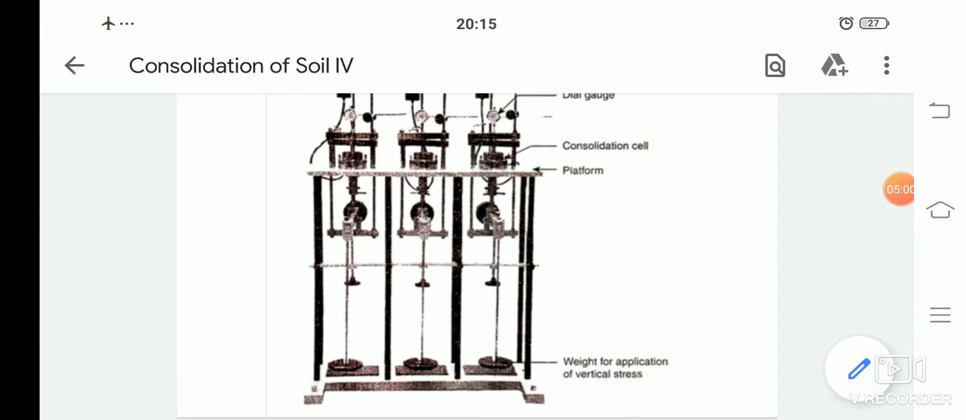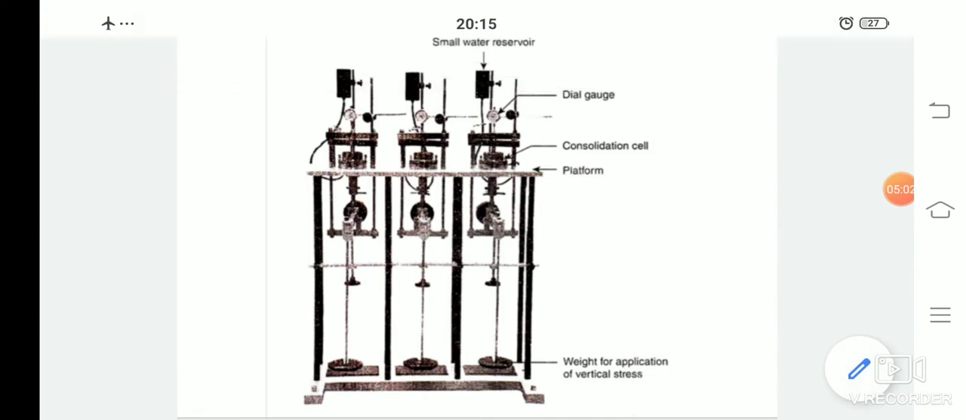And they are the weights which are used for application of vertical stress. And the dial gauge which is present in the instrument has a least count of 0.002 mm. It is mounted on top of the pressure pad to record the compression of the soil specimen. So how is this test carried out? What is the process of this test?